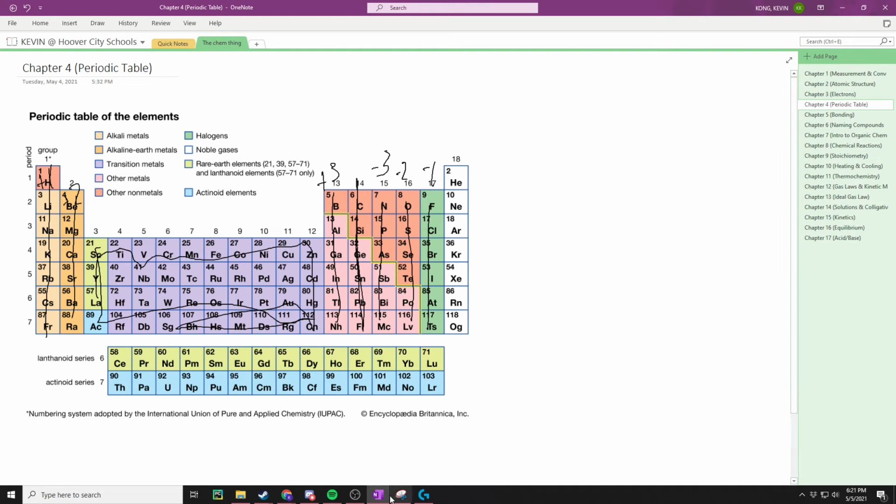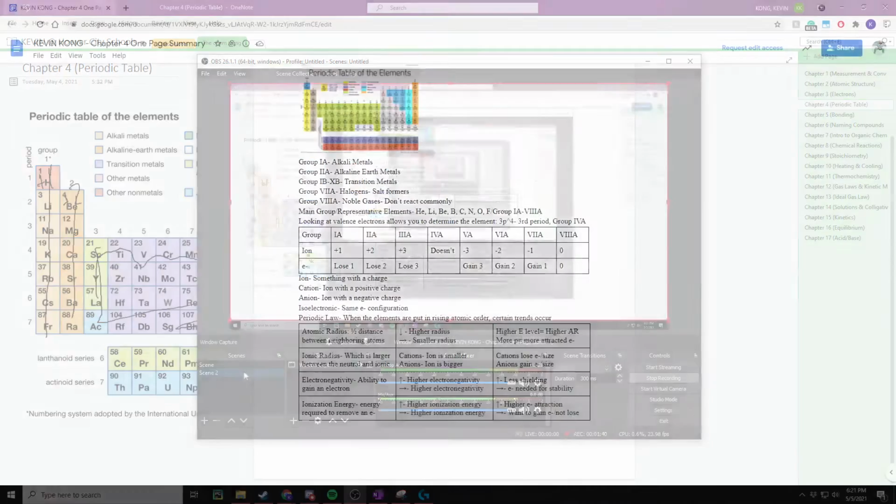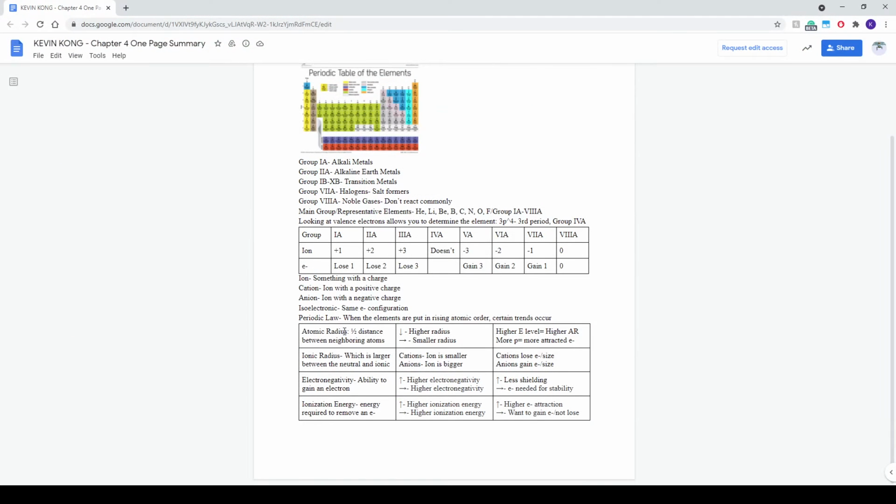So again, earlier in the video I said that there would be certain trends here, and this is pretty important for this class at least. For the atomic radius, it is half the distance between neighboring atoms, because usually you aren't going to have atoms right by themselves.